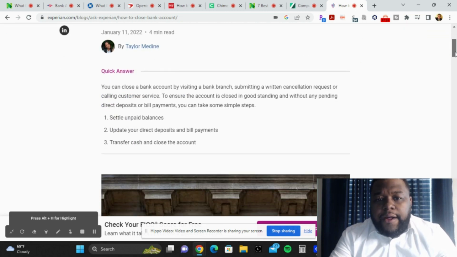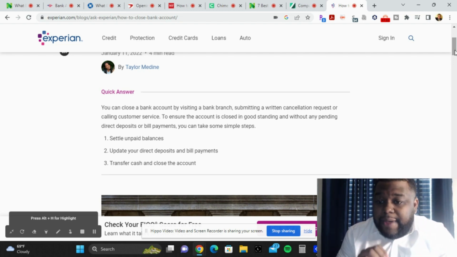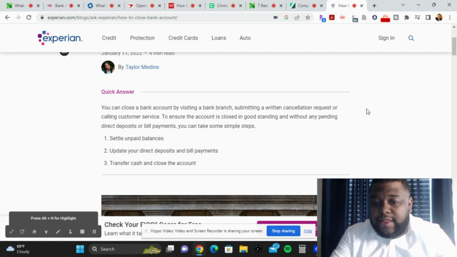And so, when you close a bank account, just know that you got to make sure that you settle all unpaid balances. That's the key. If you have any unpaid balance, you have to settle it. If you have any error against the actual account, you have to settle those things first. Then you will be able to close it.